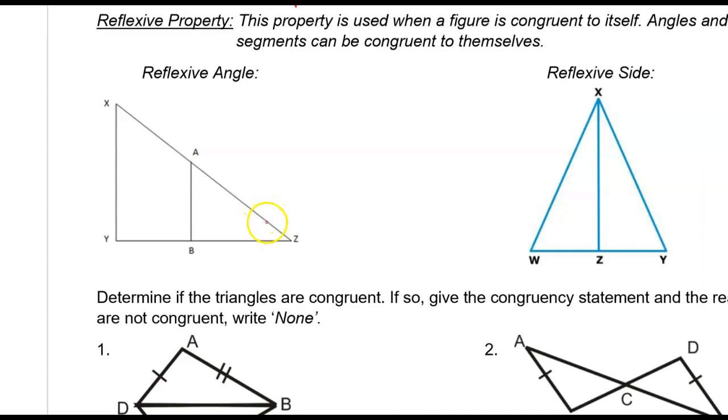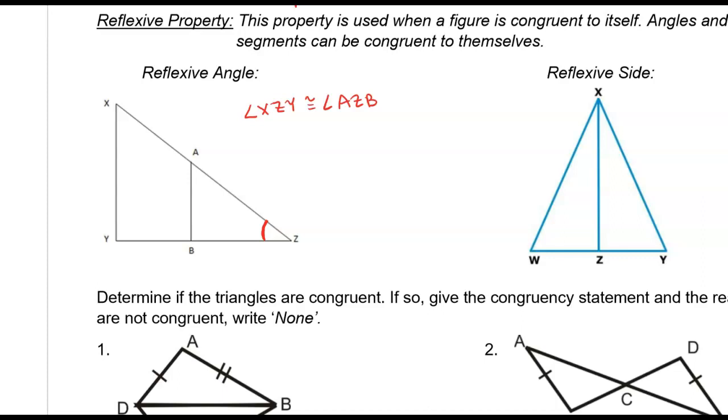I want you to look down at this angle right here, angle Z. Wouldn't you say that angle Z is an angle of triangle XYZ? At the same time, it is an angle in triangle ABC. So this is a situation where we might say angle Z is congruent to itself. Or you can say angle XZY is congruent to angle AZB. And then everyone would know that you're referring to the 2 different triangles when you do that.